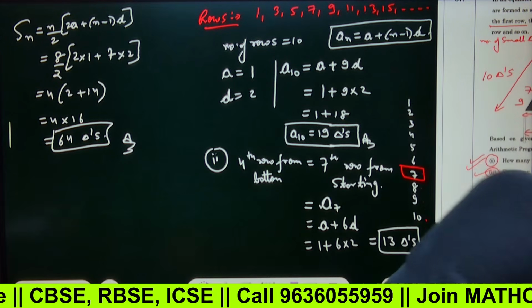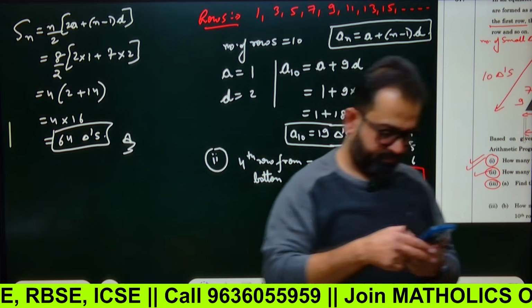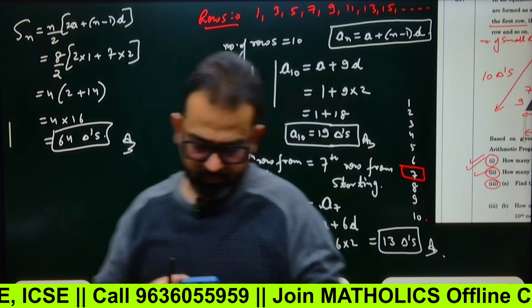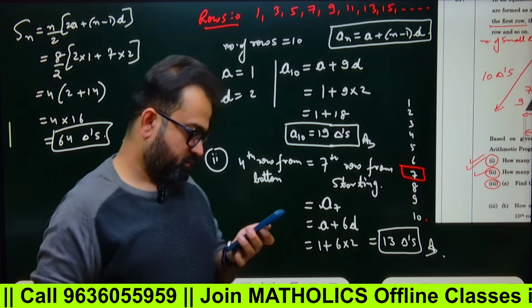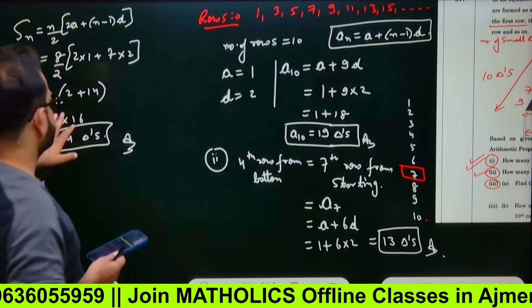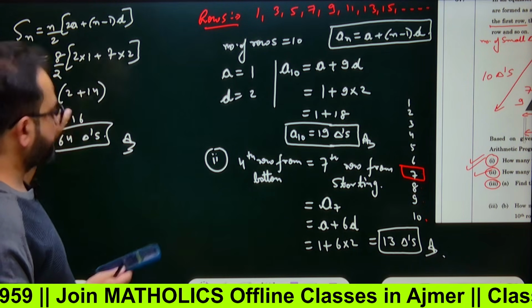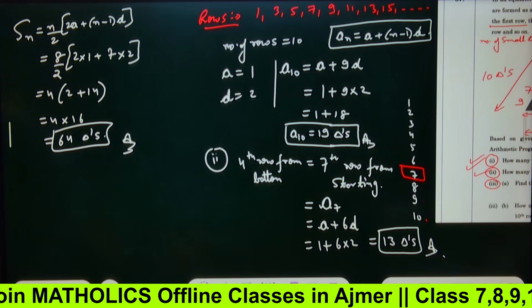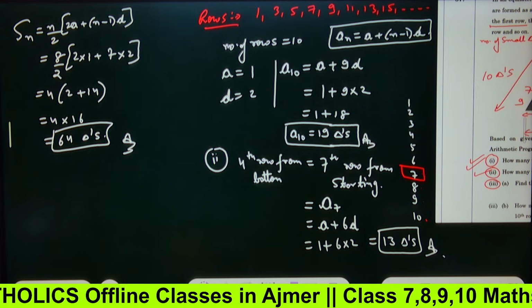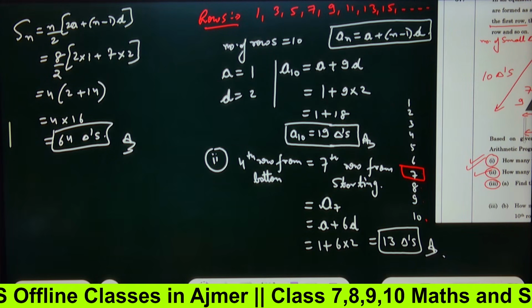Last part we have to do. Done. Yes, this is 64. You got the point? 14 and 2, 16, 16 for the... So 64 triangles are there in the 8th row. Okay, 64 triangles are there in the 8th row.